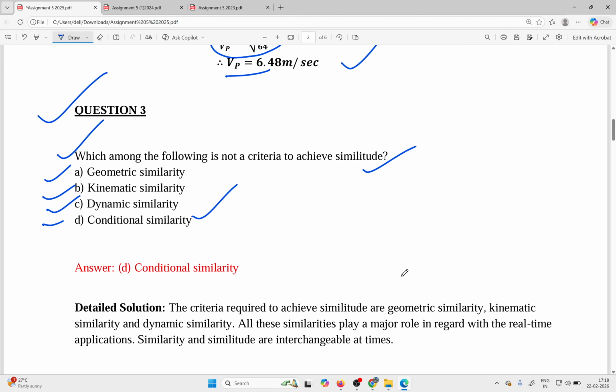Okay, so let me just read the detailed solution. The criteria required to achieve similitude are geometric similarity, kinematic similarity, and dynamic similarity. All these similarities play a major role in regard to real-time applications. Similarity and similitude are interchangeable at times.